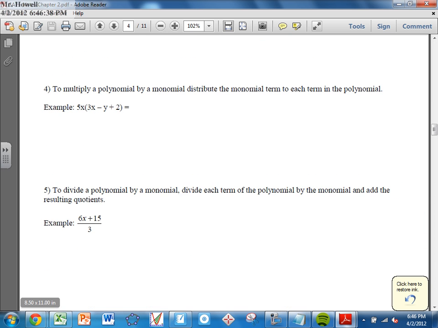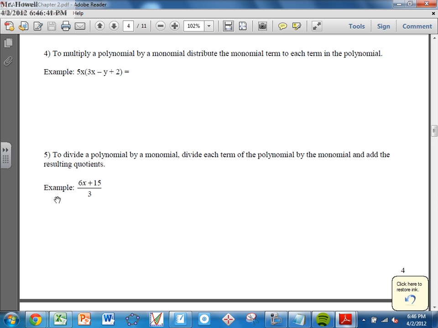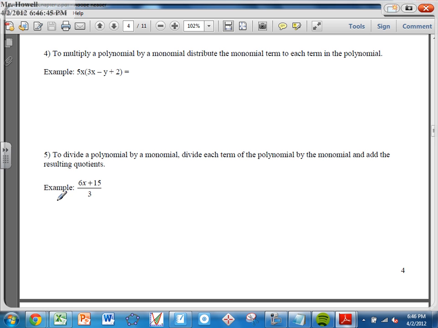All right, if we're multiplying a polynomial by a monomial, just use your distributive law. Let's go ahead and do that. Distribute, please, to each of these three terms. 5x times 3x is 15x squared. Again, 5 by 3 is 15. x times x is x squared. Next, 5x times negative y.